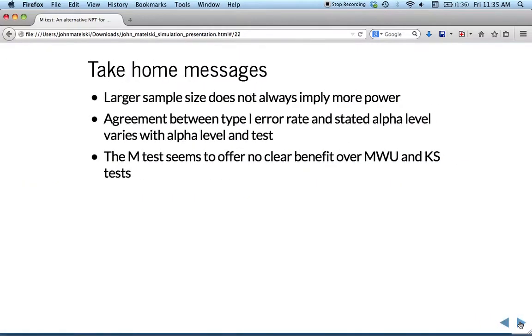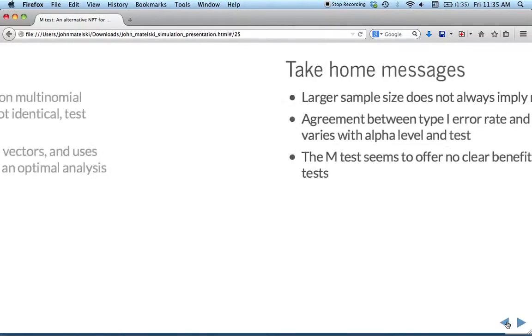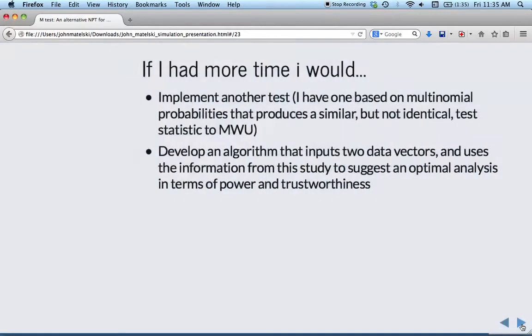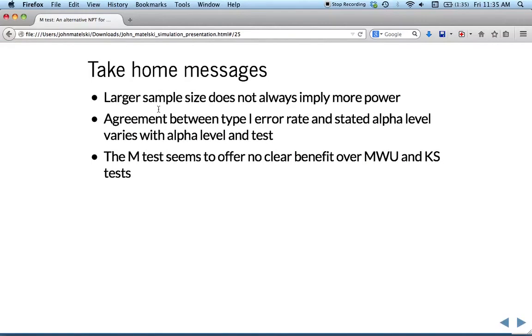Conclusions, I'm not going to do that part. What are my take-home messages for this presentation? Larger sample size does not always imply more. Oh, I forgot to show my best thing here: for the t-test, we see that as the sample size increases, it actually seems to be slowly losing power, which is very interesting because this contradicts what a lot of people assume is a fact, that larger samples mean more power. So the take-home message is that larger sample size does not always imply more power.